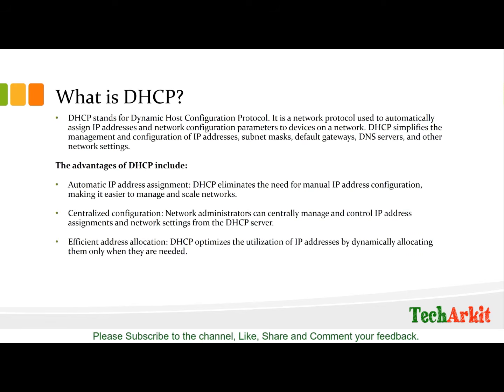Efficient IP address allocation. DHCP optimizes the utilization of the IP addresses by dynamically allocating them only when they are needed. For example, if the client is switched off, the IP is available in the DHCP pool. So you don't need to manually do anything over there. So that's how the IP allocation will be efficiently used.